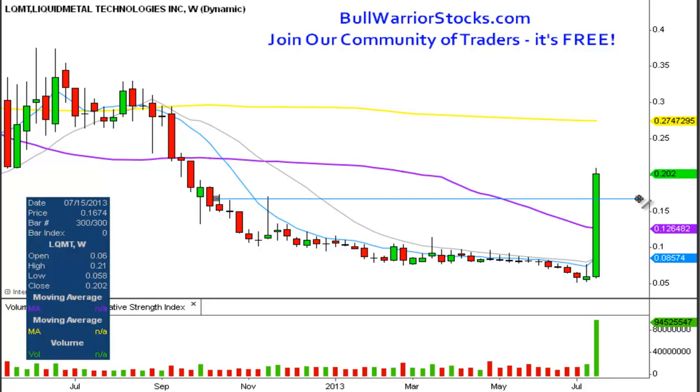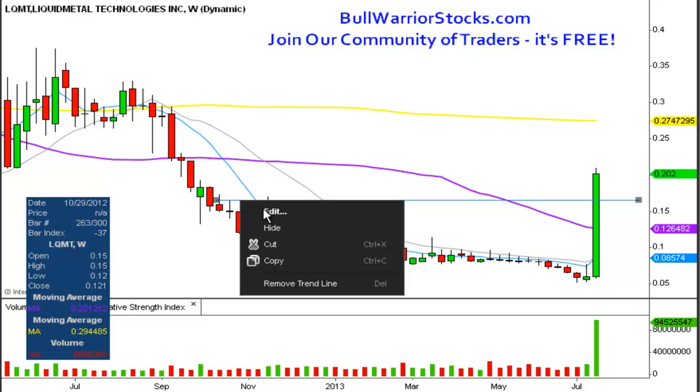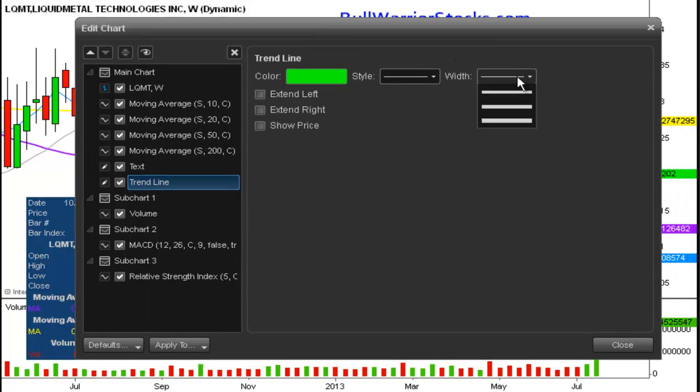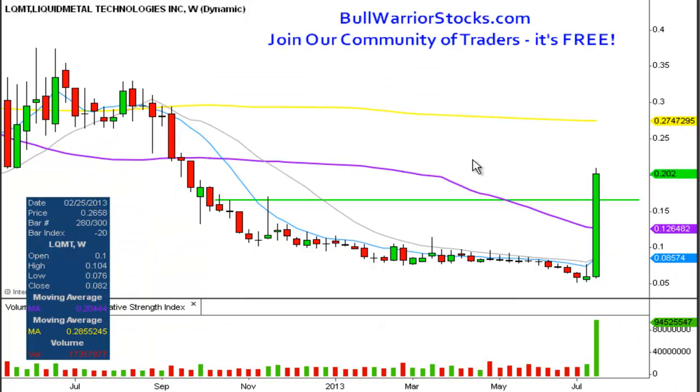First level of support to keep an eye on is going to be right here. You can see this level's got some price history here, acting as a previous level of resistance, and that is at 14 cents. So 14 cents will be one of the areas of support. Again, that was just put in today. Basically all these resistances or supports were put in today.